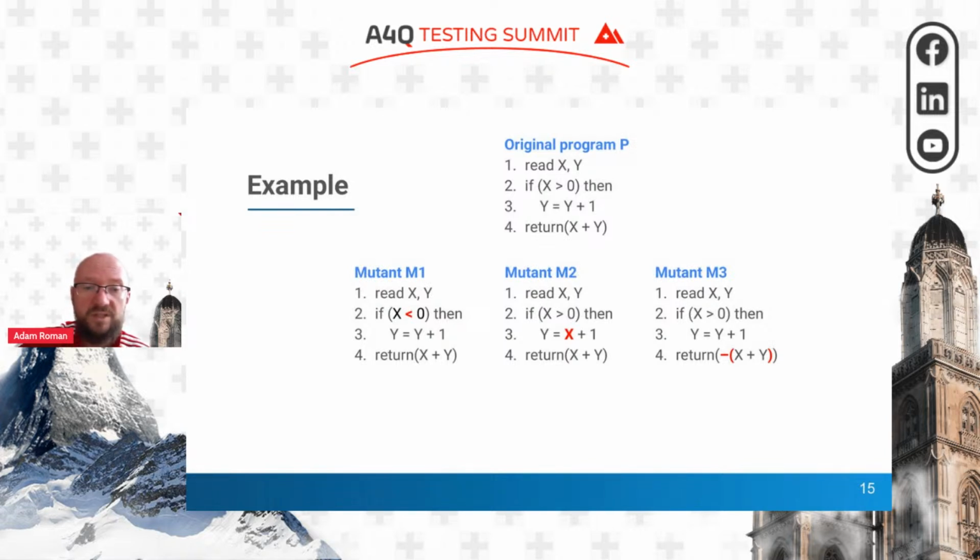In the second one, we replace one variable, right? In line 3, we replace y with x. And in the third one, we add a minus operator to this returned value. So we have these three mutants.